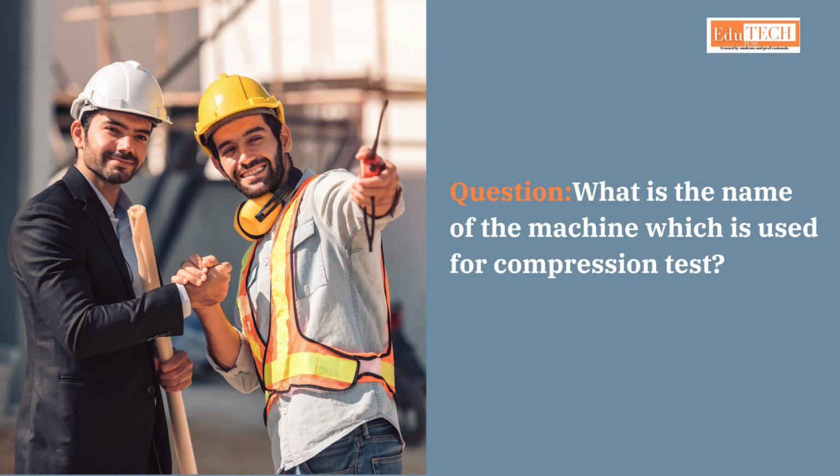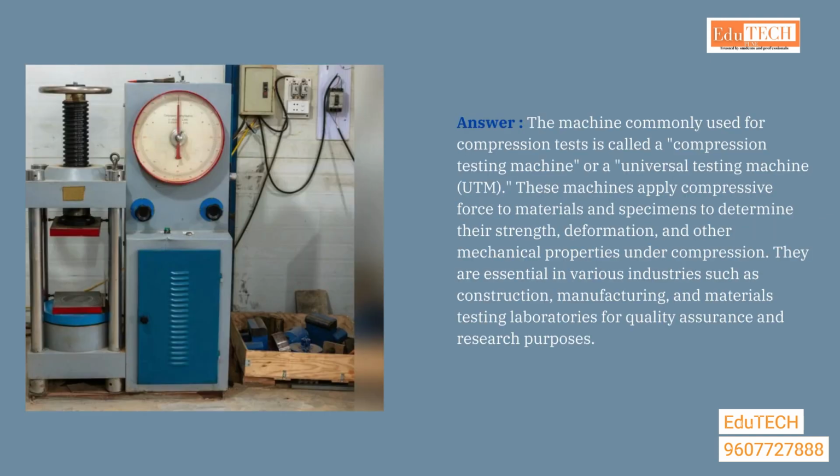Question: what is the name of the machine which is used for compression test? Answer: the machine commonly used for compression tests is called a compression testing machine or a universal testing machine, UTM. These machines apply compressive force to materials and specimens to determine their strength, deformation, and other mechanical properties under compression. They are essential in various industries such as construction, manufacturing, and materials testing laboratories for quality assurance and research purposes.